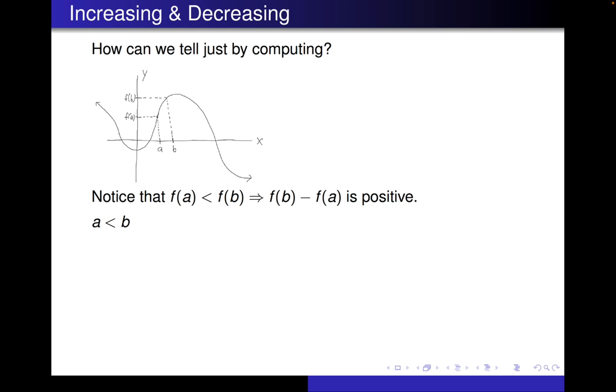And similarly, I know that a is less than b because it is to the left of b. And that means if I take b minus a, I'm taking a bigger number b and subtracting a smaller number a. And again, that's going to give me a positive number.